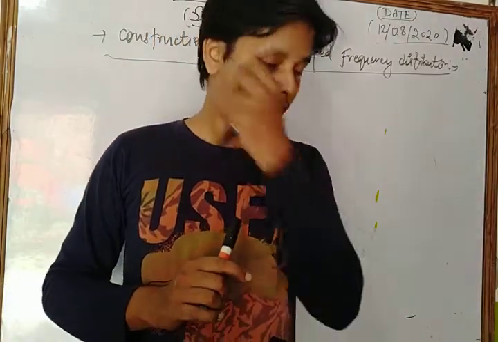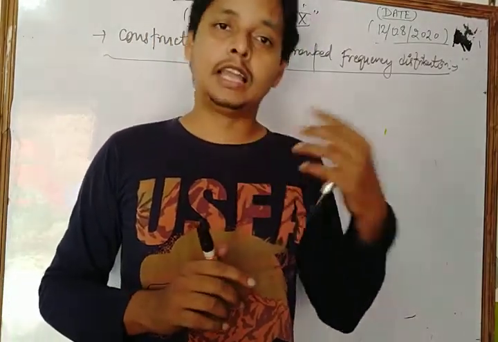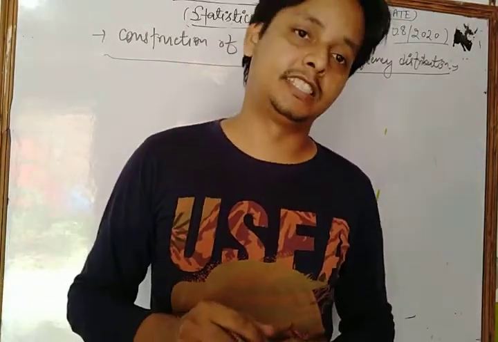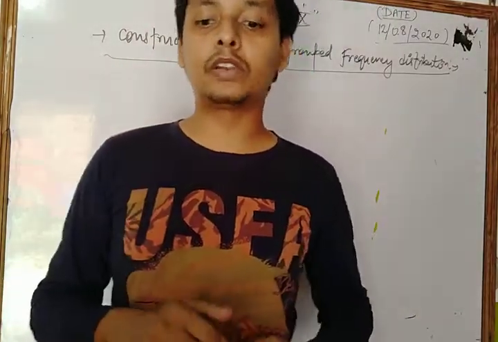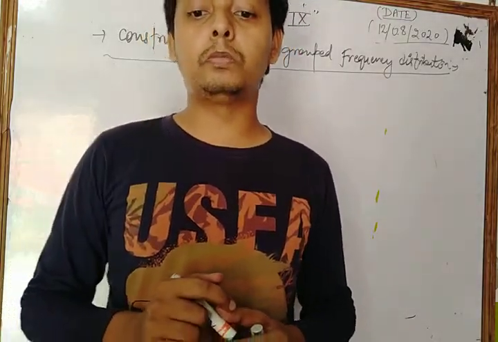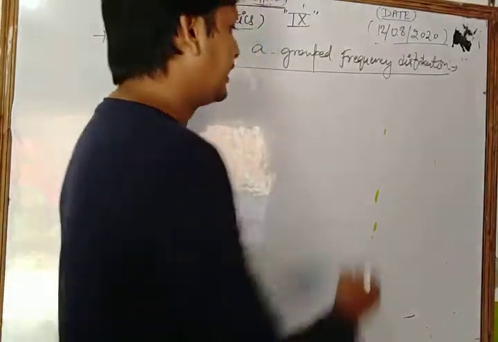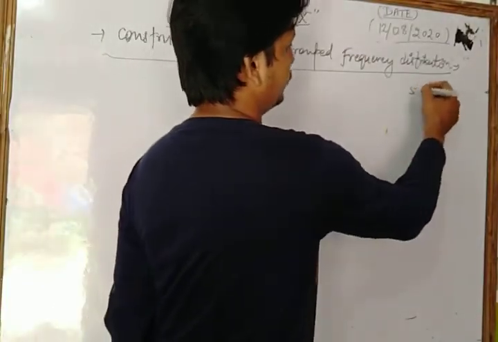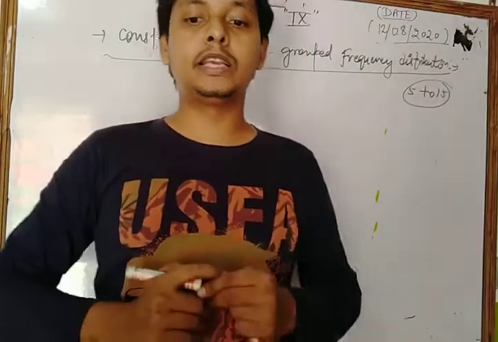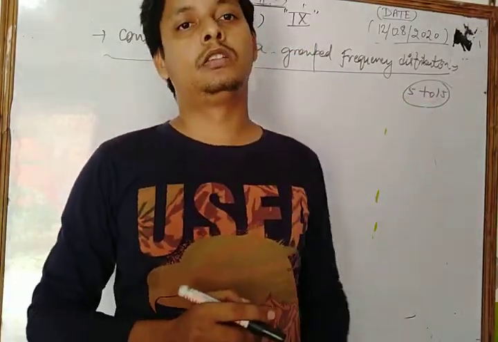Okay, now in the next step we decide upon the number of classes. We decide the number of classes to be formed. Okay, and note the number of classes should be in the range of 5 to 15.